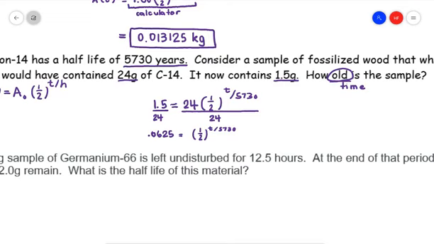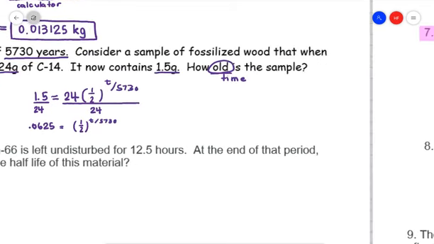Now that we have a base to an exponent equal to a number, we can convert it to a log. That way we can solve what that t value is. So we have log base 1/2 of 0.0625 is equal to t over 5,730. So let's find what that log value is. I'm going to put that in my calculator. It's 4. So 4 equals t over 5,730.